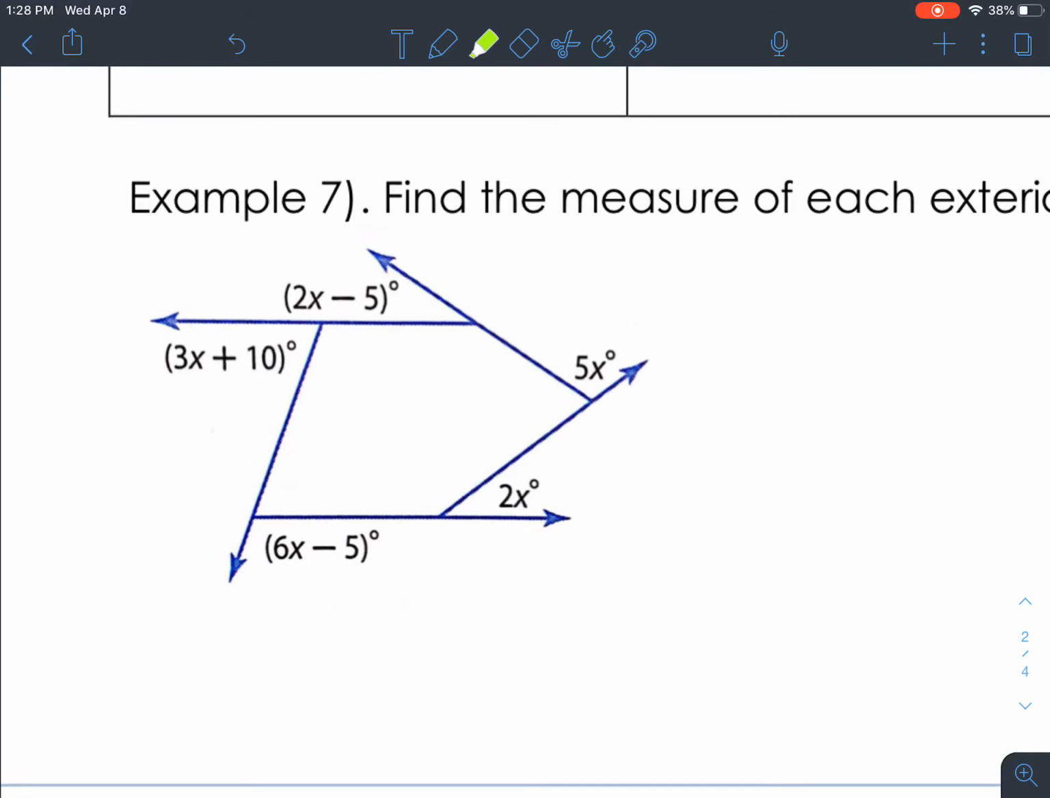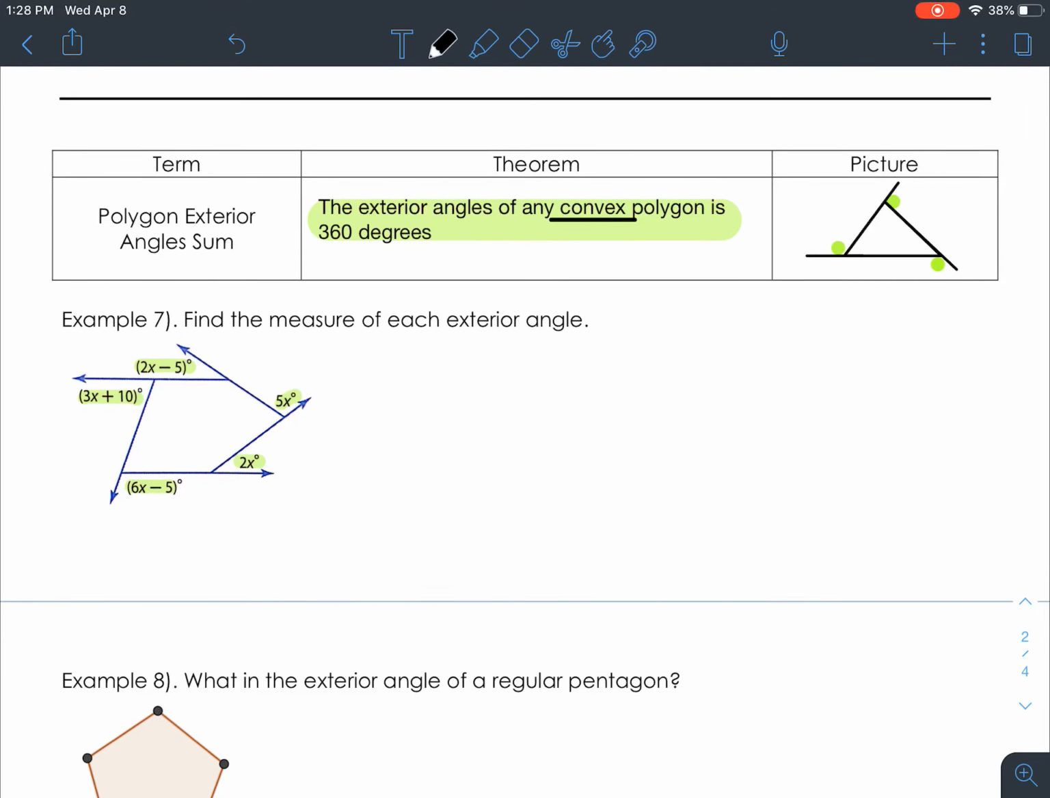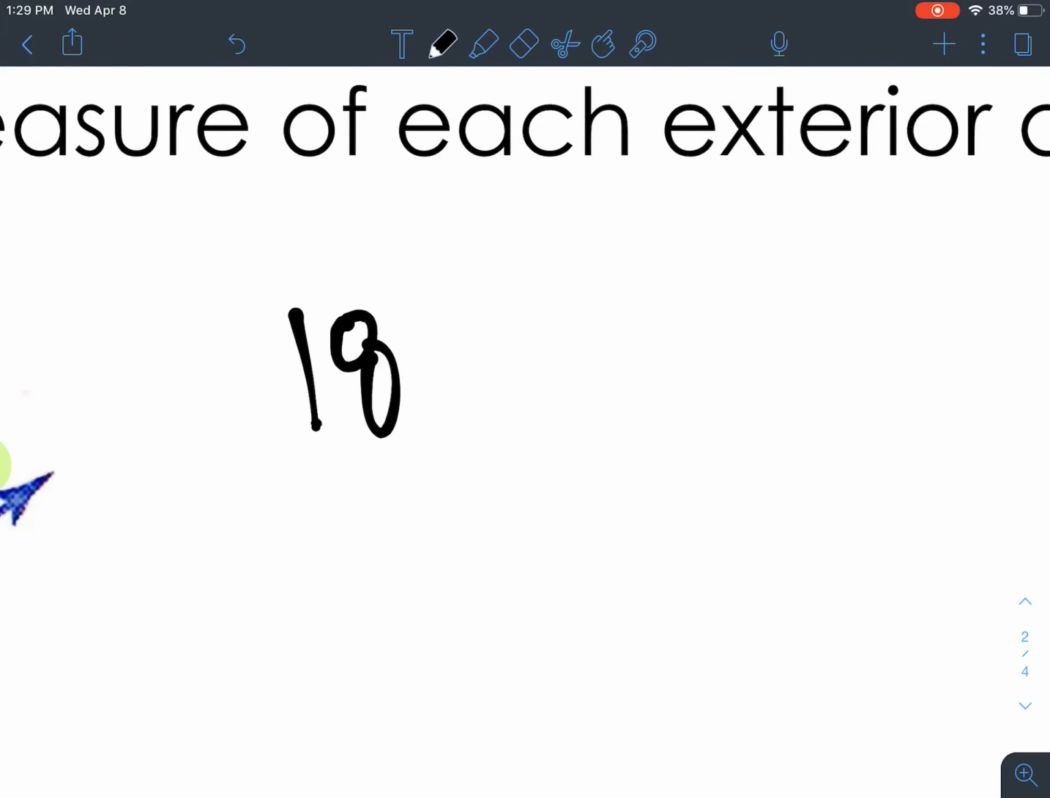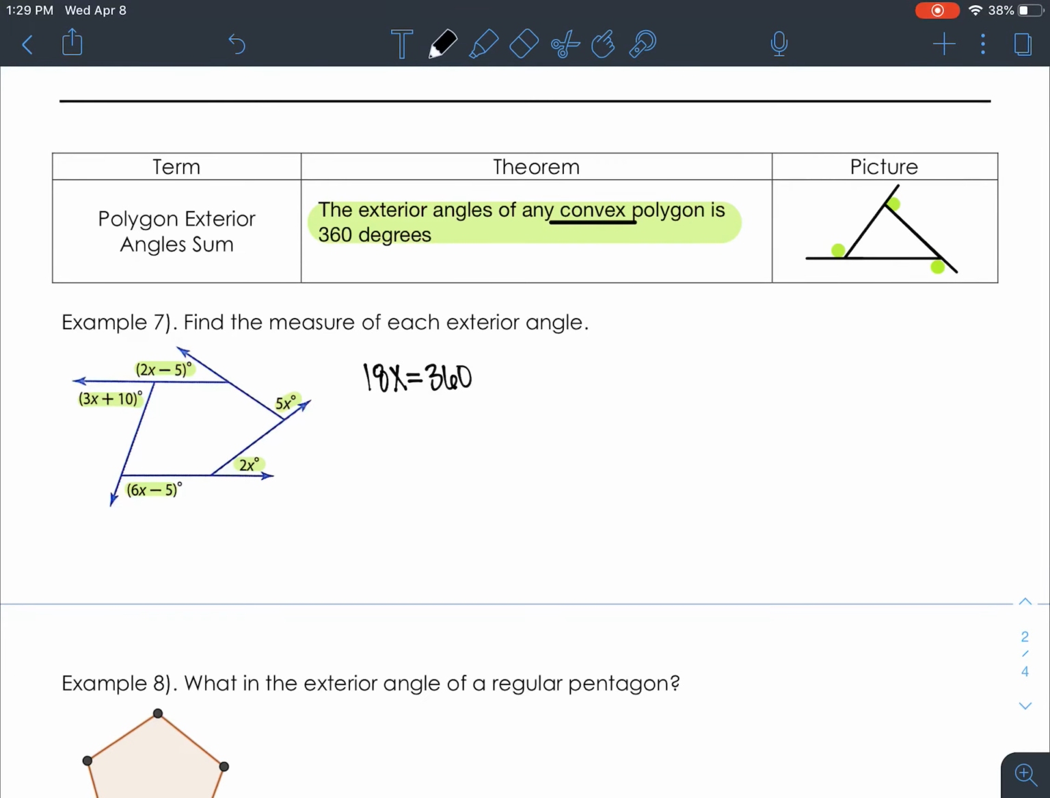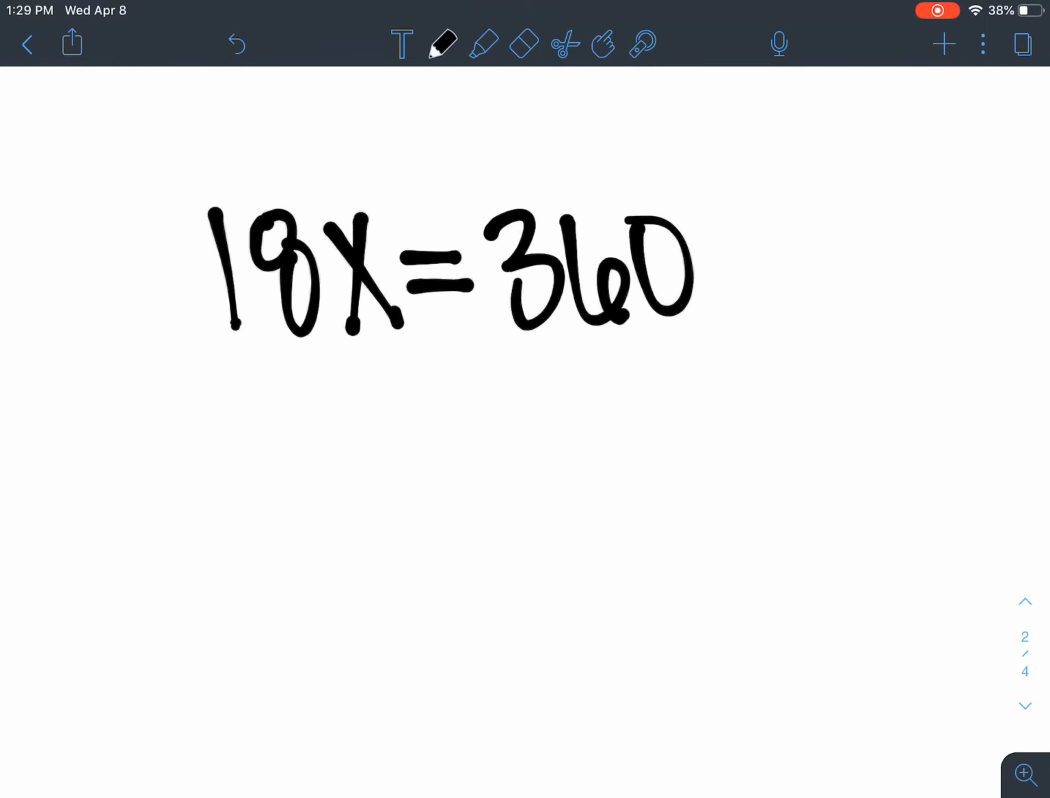So if we look at example 7, we have a pentagon in here. If you notice, they're showing you all these exterior angles right here. Using that polygon exterior angle sum theorem, we know that they have to add up to 360 degrees. So if we combine like terms here, you're going to add up all the x's, combine your 10, -5, and -5, and what you'd ultimately get is 18x, and we're going to set that equal to 360, because we're dealing with exterior angles. Dividing that out, you're going to get x is equal to 20.